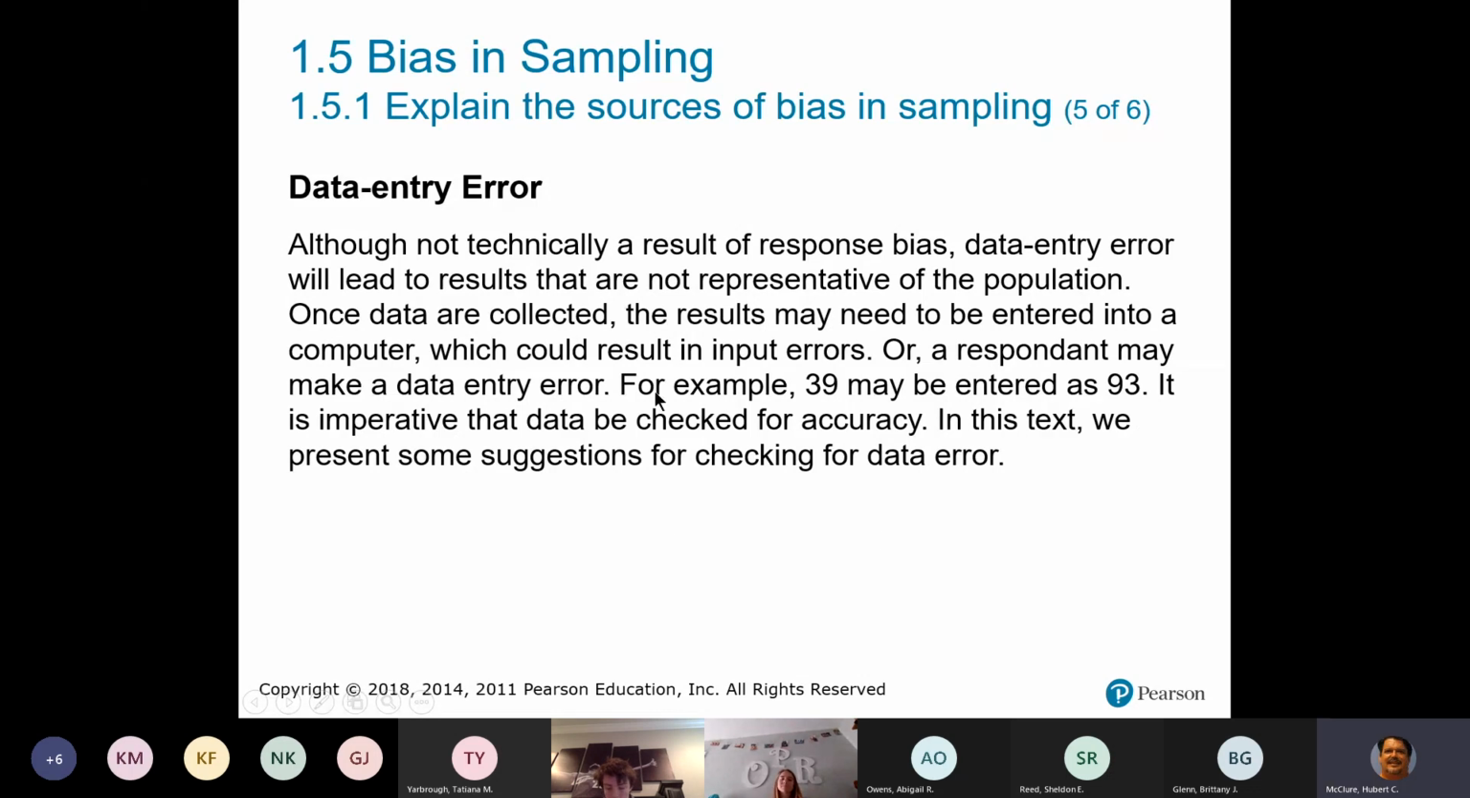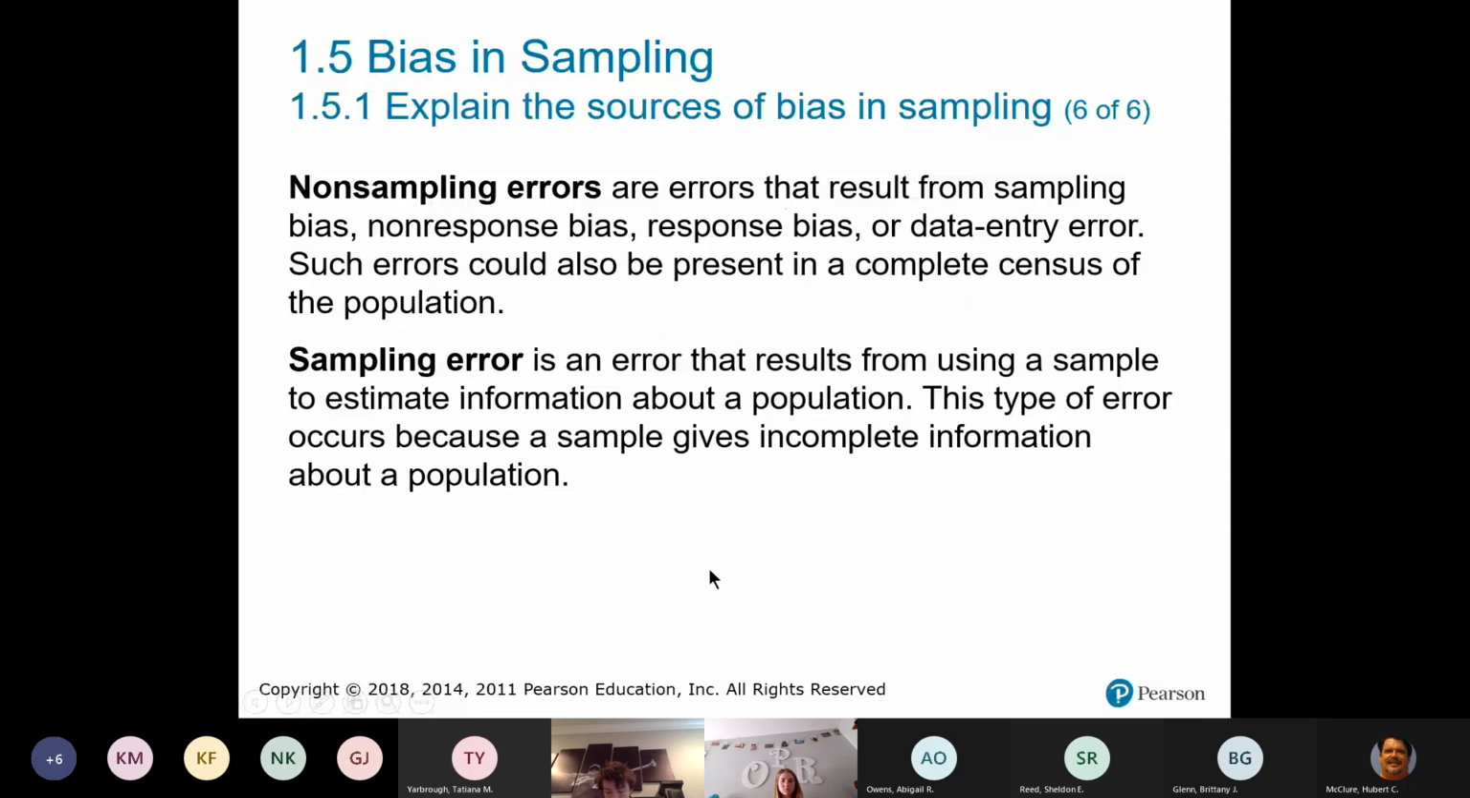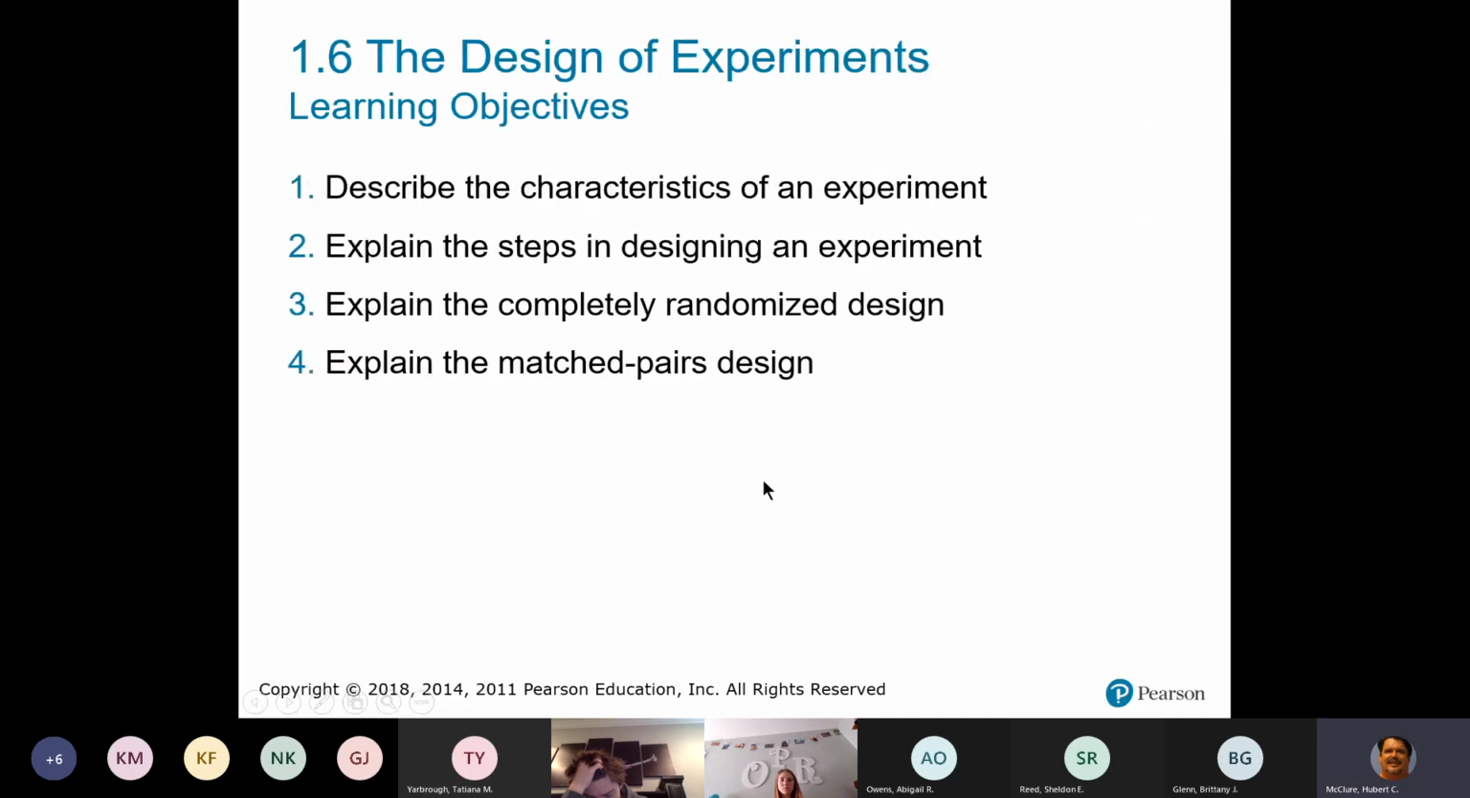In fact, they give you, for example, 39 may be entered instead of 93. That's called transposing the numbers. So you have to check your data when you put it in. Data entry, human error. I'm not going to get into this. I'm not going to test you on sampling error. So we're going to move on. That's it.